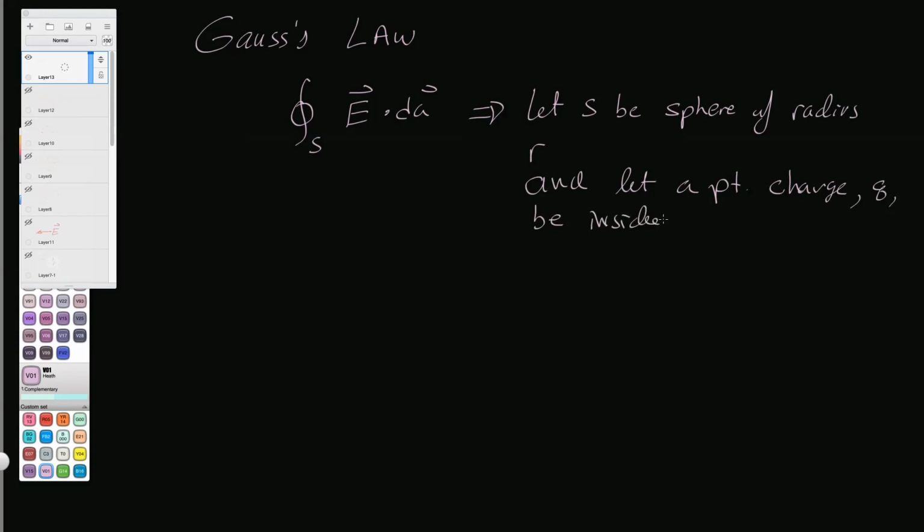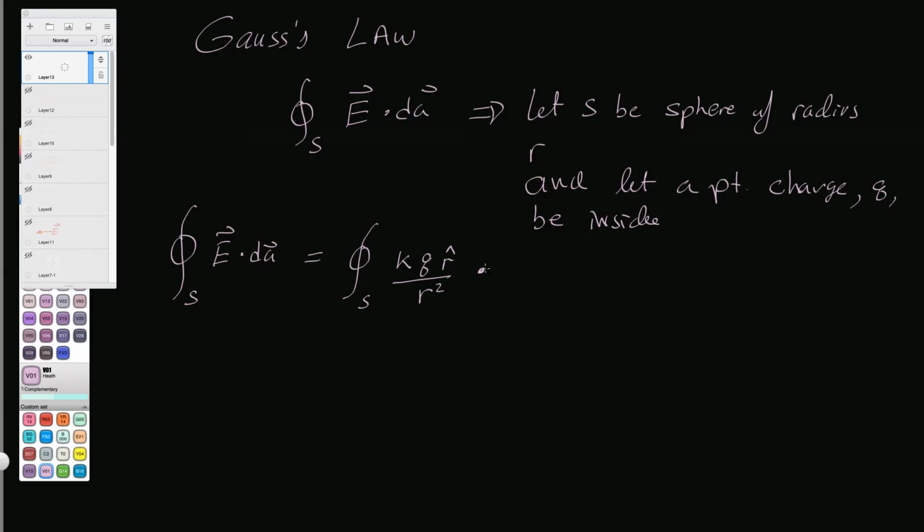Okay, all right, fine. So we can do this integral really, right? We can say this is the integral of E dot dA. E in this case is going to be kQ r-hat over r squared, and then we have to dot that with dA.